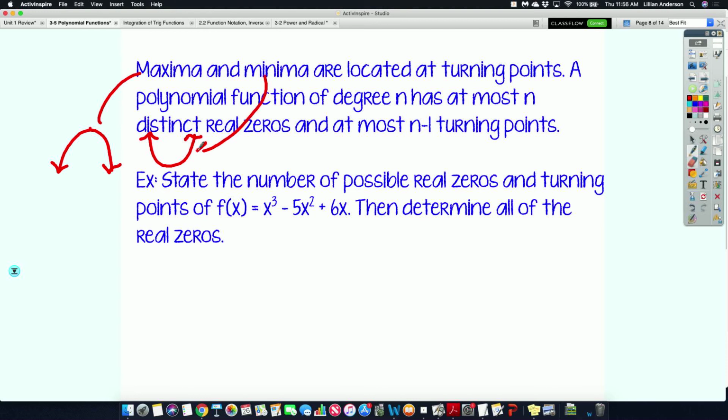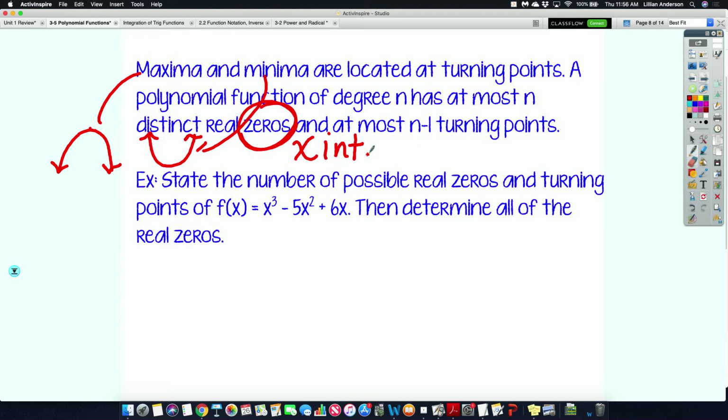Okay? When we talk about distinct real zeros, what's another word for a zero? It's an x-intercept. Okay? And when we talk about turning points, we're talking about where it goes from increasing to decreasing, decreasing to increasing. So you'll always know at most how many x-intercepts you should have and how many turning points you should have based off of the degree of the polynomial.